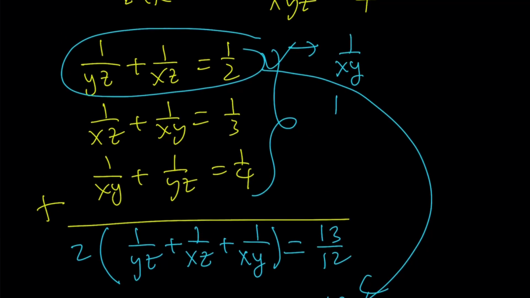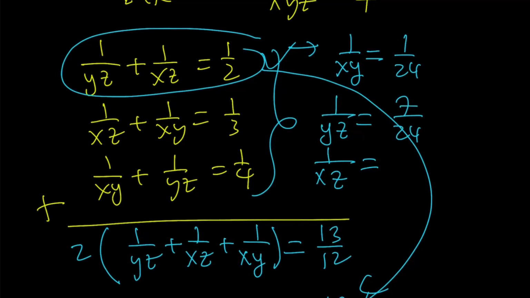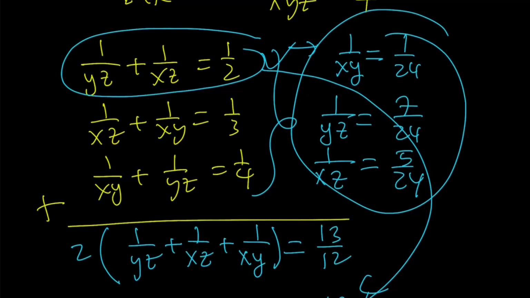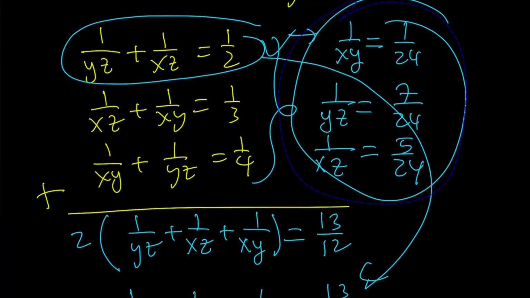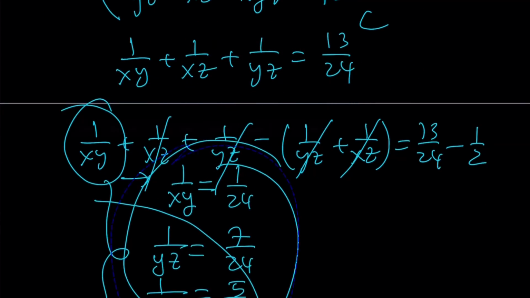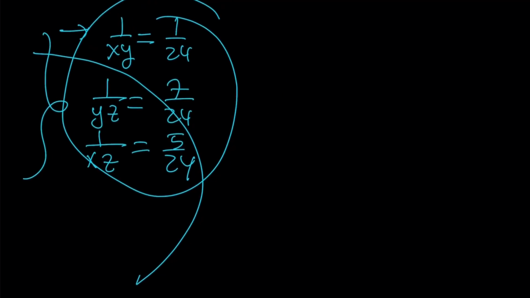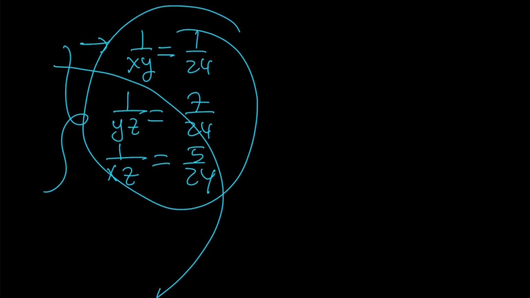So each equation is going to give you, for example, this one is going to give you 1 over xy. Let's do it here. This one is going to give you 1 over yz, and this one is going to give you 1 over xz. When you subtract each one of these from 13 over 24, you're going to get 1 over 24, 7 over 24, and 5 over 24. So I want to cut this piece and carry it here so I don't have to write it again.